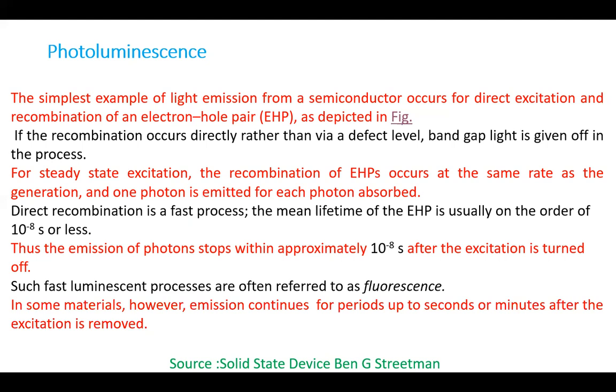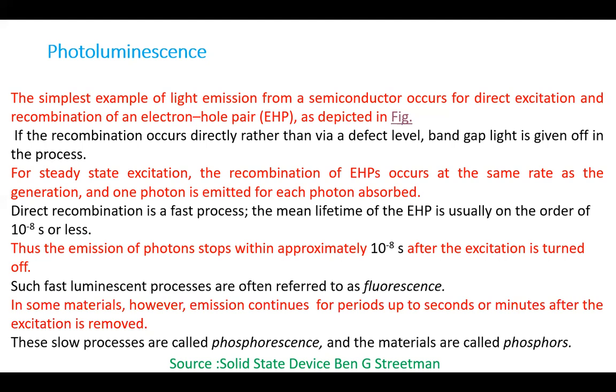So how is it happening? Because it has a trapped level. So your system is actually re-exciting itself after gaining some energy. The slow processes are called phosphorescence and the materials are called phosphors.